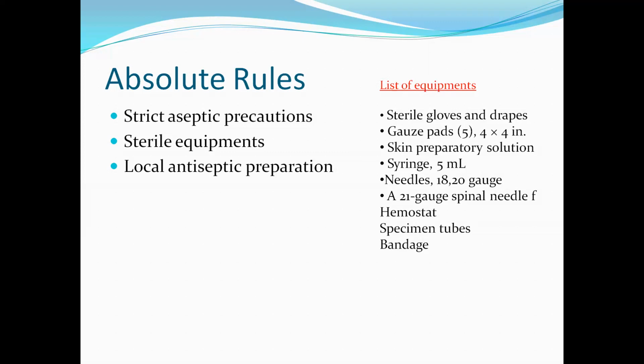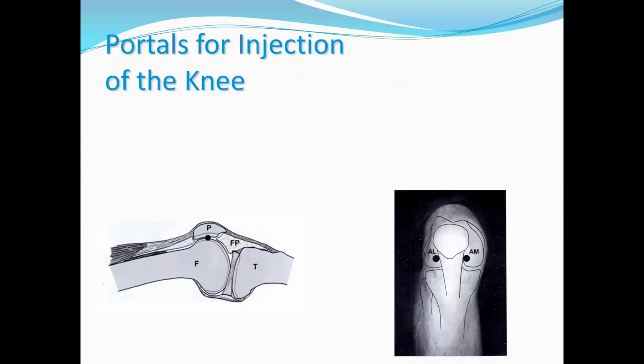So these are all the equipments. I hope you all know the minimum equipment required for injecting into a joint. Now we'll discuss the different joints of the lower limb, and the different portals of the joints. We'll discuss the joints one by one.